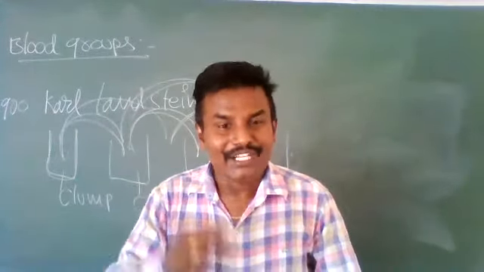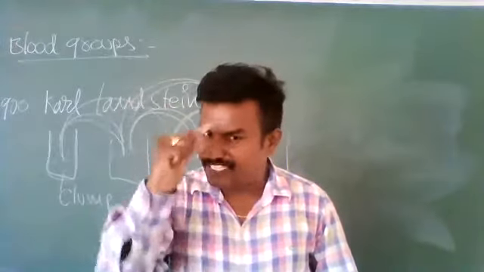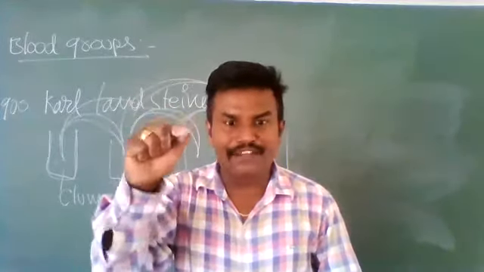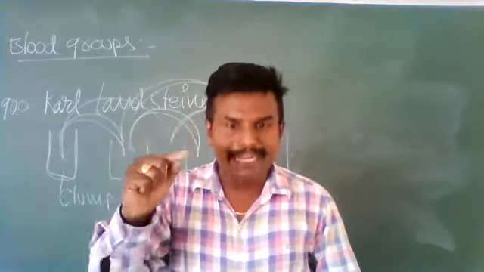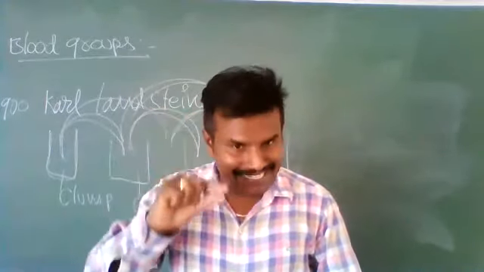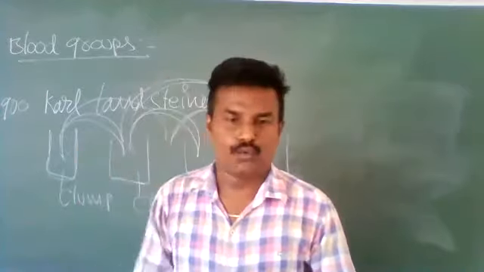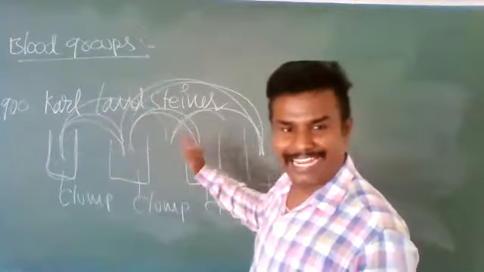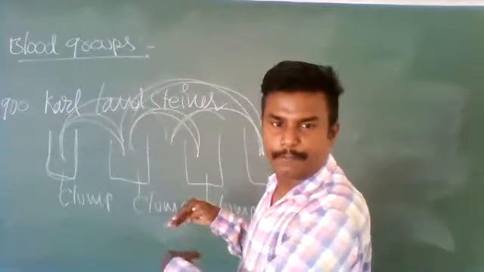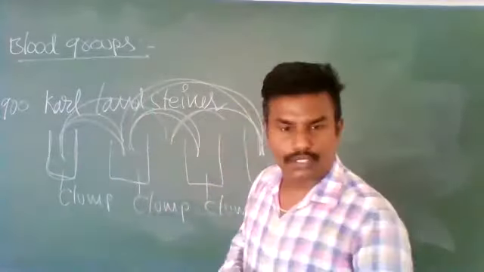Listen carefully. Before donating blood, first of all, we have to identify the blood group, whether it is A, B, AB, or O. That's why Karl Landsteiner randomly collected blood samples from different people and mixed them with each other.